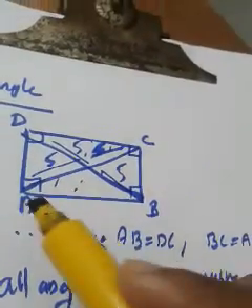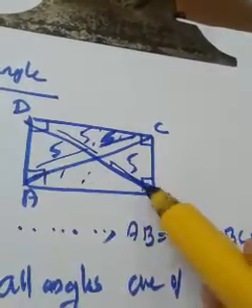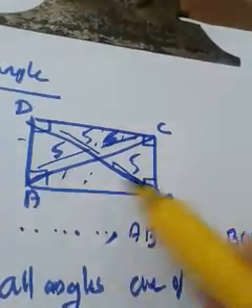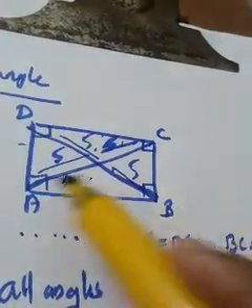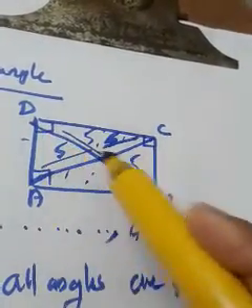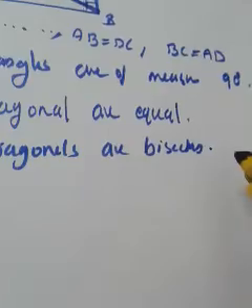You may understand. See, if it is 20 centimeter, it also should be 20 centimeter. Why? Because both diagonals are equal. If it is 20, it also should be 20. In that way, it should be 10, 10, 10, 10. That is what diagonals are bisecting.